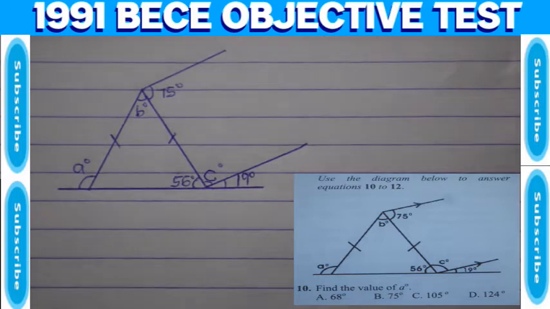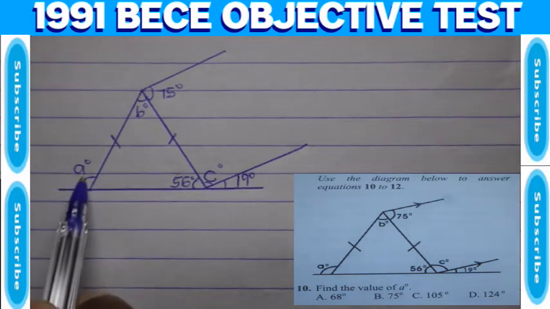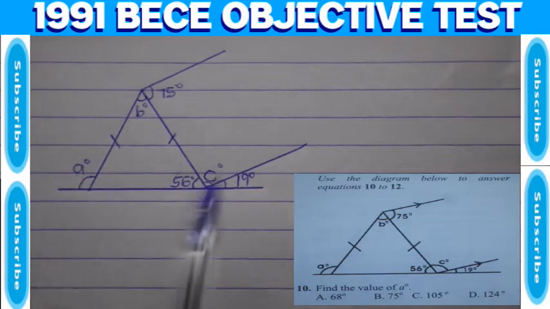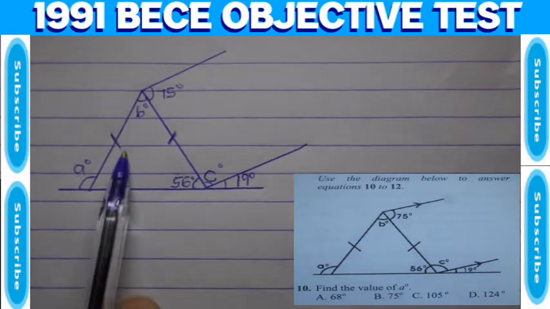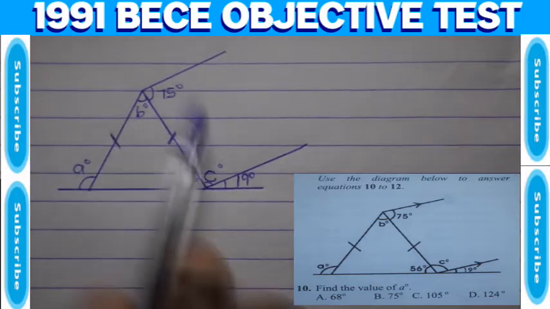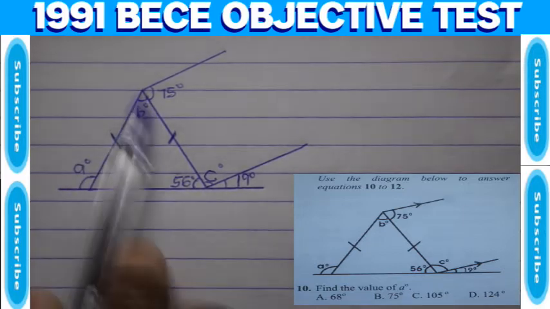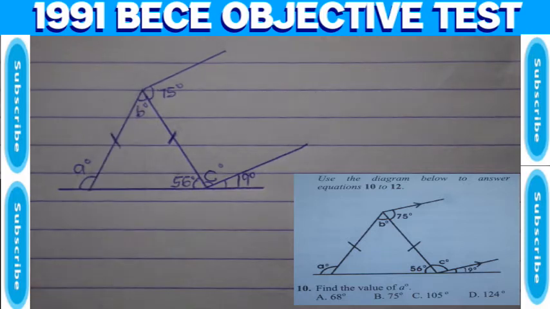So question 10 says find the value of A. This is where we have A, all right? This is where A is found. But when you take a look at this particular triangle, this stroke and this stroke tell us that this particular triangle is an isosceles triangle. So an isosceles triangle has two sides that are congruent. The length of the two sides are congruent.